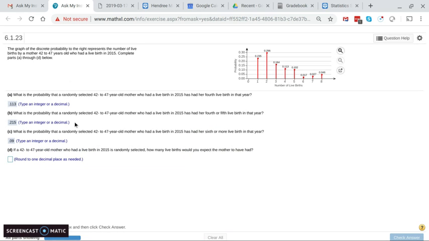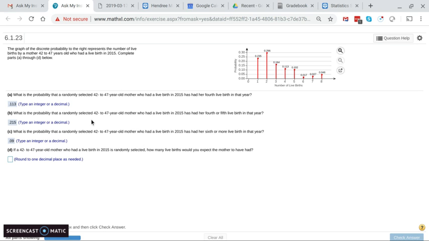Okay, and then for the last one we have to do a little bit more work, right? Everything up until this point, we either just looked at one of these numbers or added a couple of these numbers together. In the next question, we're asked, if you had a random mother giving birth in 2015 who was 42 to 47 years old, what would you expect this to be in terms of the number of births she had over her lifetime? Would you expect it to be on average the second or the third baby? And so we need to figure that out.